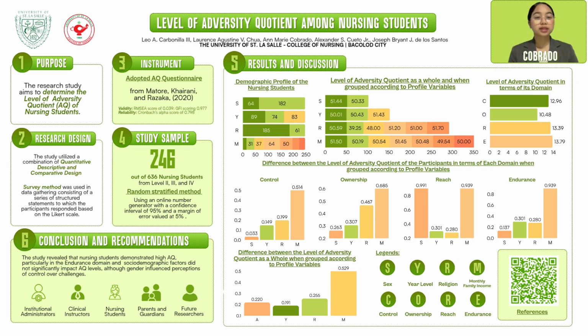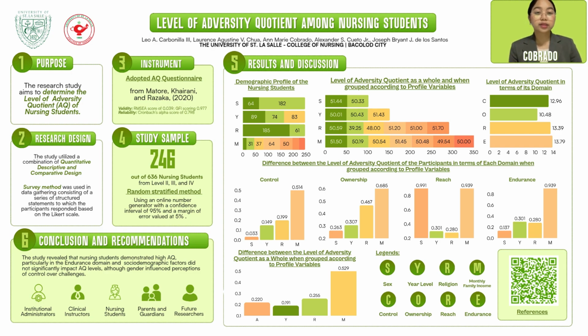Now, let us proceed to the level of adversity quotient as a whole and as grouped according to profile variables. Both sexes showed high adversity quotients, with males scoring slightly higher, indicating a small difference in how they manage adversity. This is implicated where men may have been socially conditioned to demonstrate strength, suppress weakness, and approach issues with a problem-solving mindset, all of which may contribute to higher AQ scores. In contrast, women are more likely to use emotion-focused coping mechanisms.